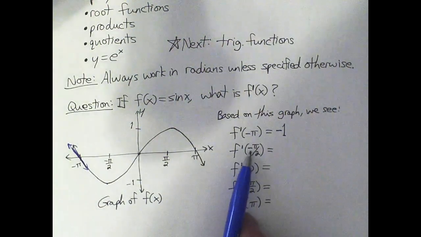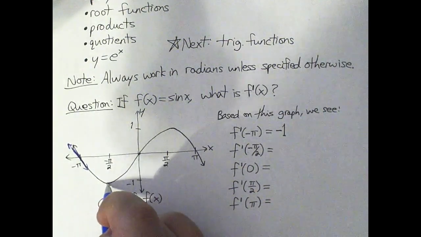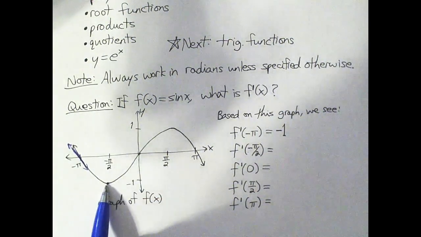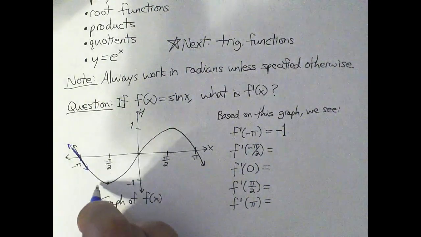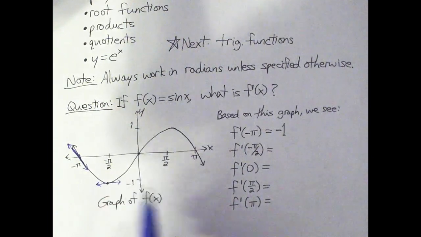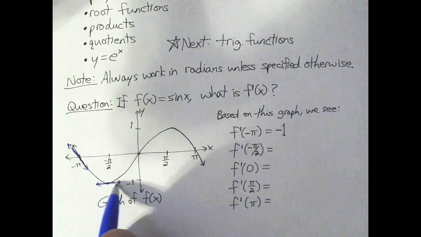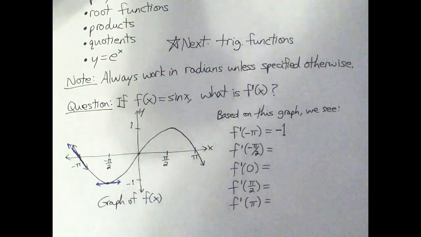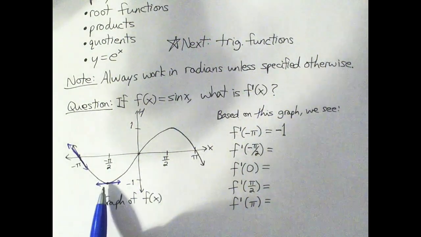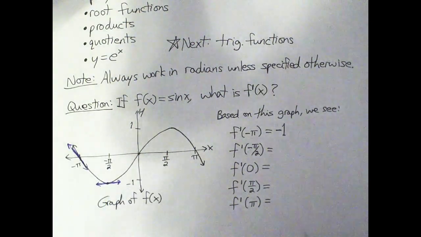For f prime of negative pi over 2, we're looking at this part of the graph, and we're asking what's the slope of the tangent line at this place. And I think that here the tangent line looks like it would be flat. We're at the bottom of that valley, and this just looks horizontal. And what's the slope of a horizontal line? 0.